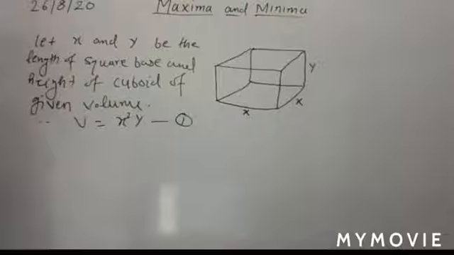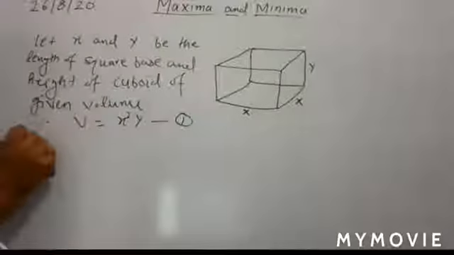If in a question of maxima and minima only surface area is given, you take the formula of total surface area, not curved surface area. Understand? But if it is mentioned that you have to maximize or minimize curved surface area, in that case you can take curved surface area. Otherwise, for surface area you take total surface area.